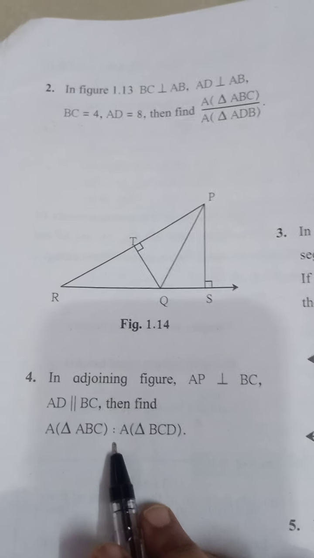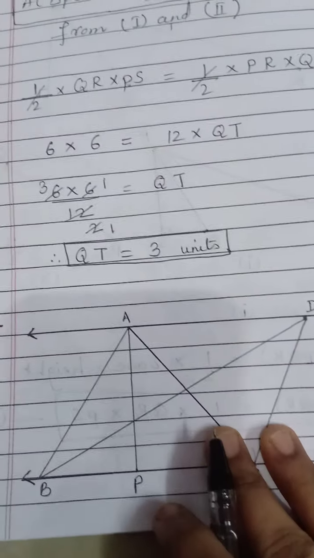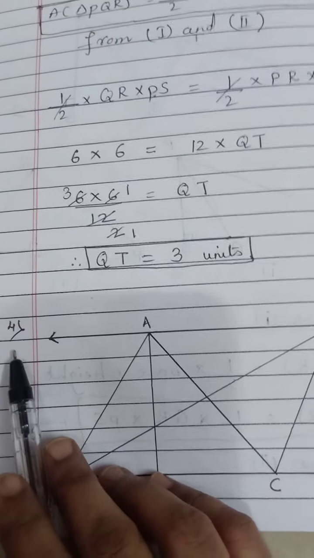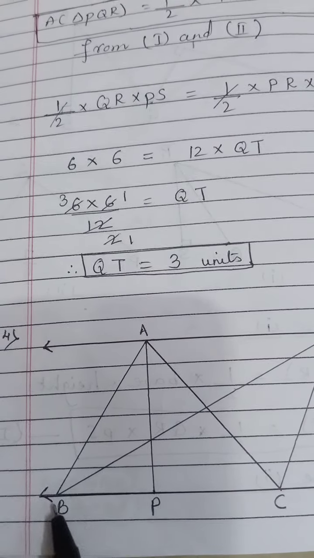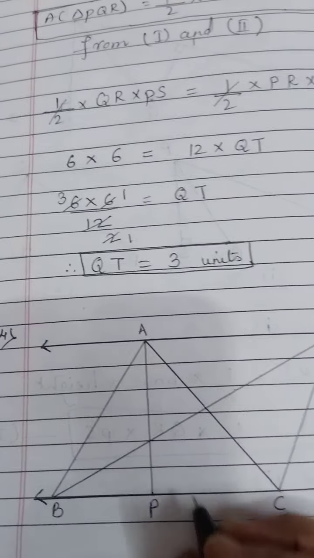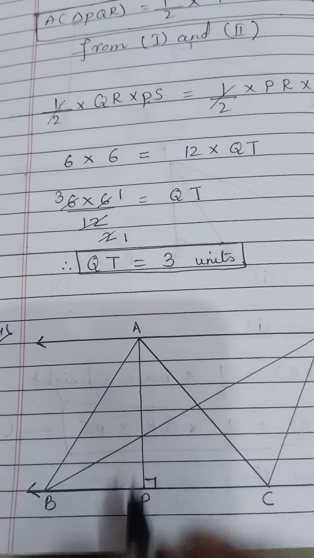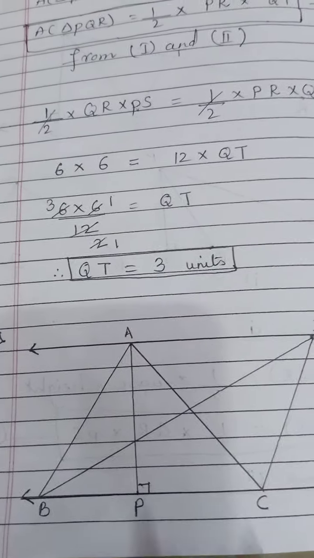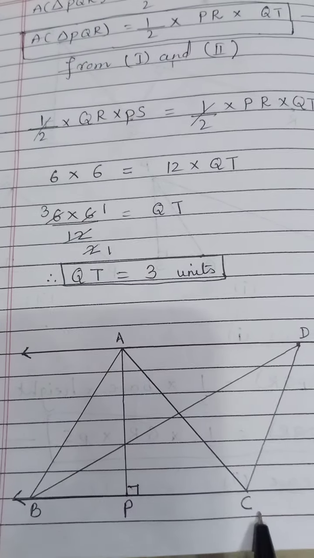Now we will see how to solve it. Here I have taken the same figure which is given to us in the textbook. It is given that AP is perpendicular on BC, so I will show the perpendicular sign at P. Other than that, line AD is given as parallel to line BC.